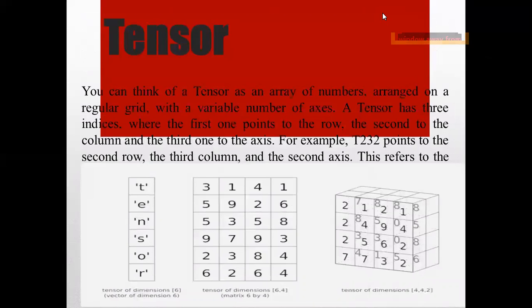Then tensor. What is a tensor? So as I told you, tensor is a quite less used data structure in linear algebra. You can think of a tensor as an array of numbers arranged on a regular grid with a variable number of axes. A tensor has 3 index, where the first one points to the row, the second points to the column, and the third points to the axis.